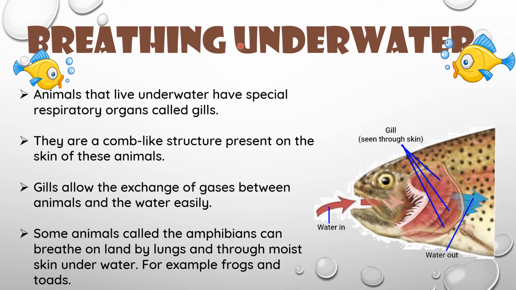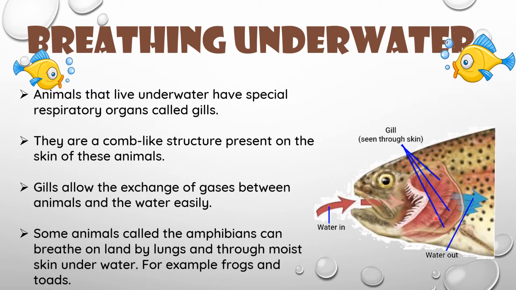Next is breathing underwater. Some animals that live underwater have special respiratory organs called gills. It is very important to remember that these respiratory organs are called gills. They are a comb-like structure present on the skin of these animals.